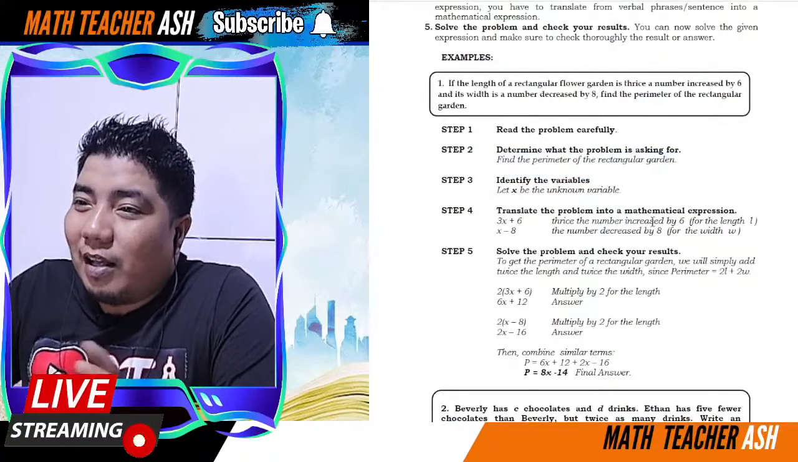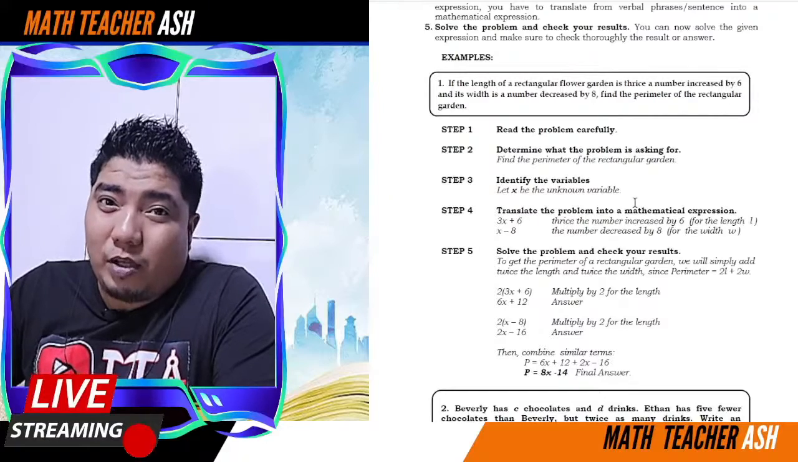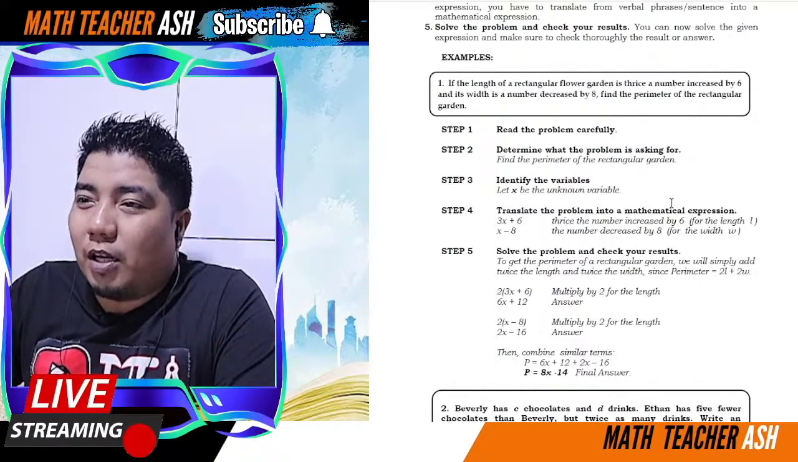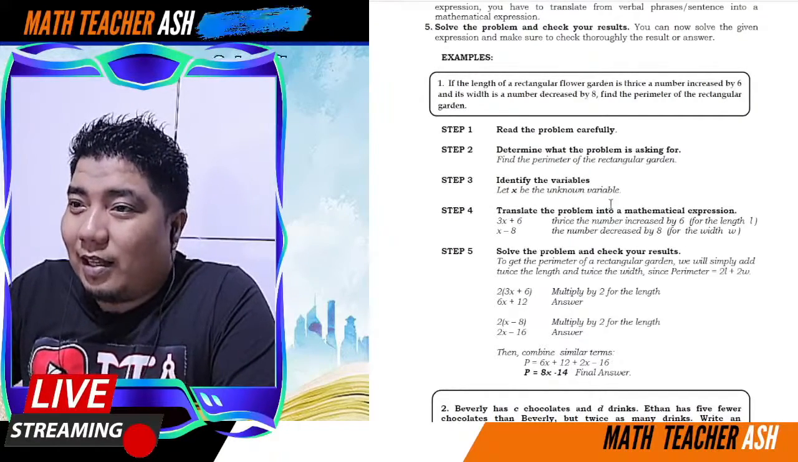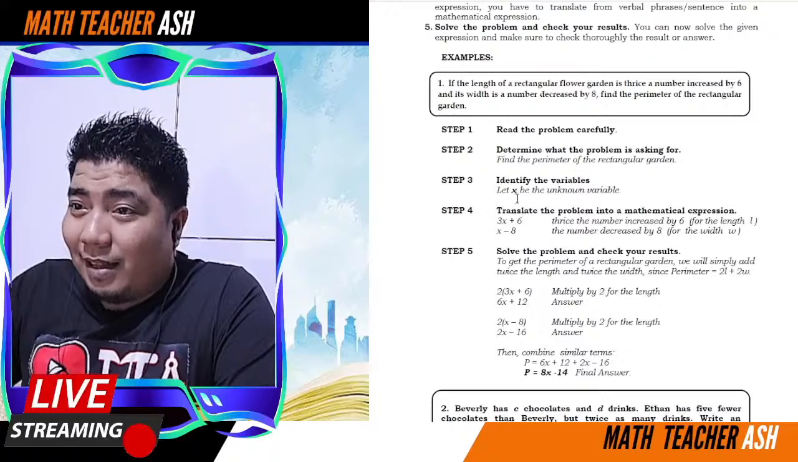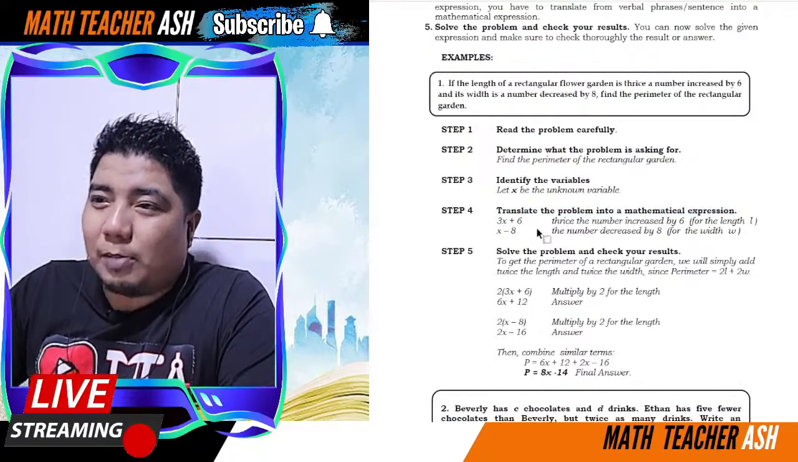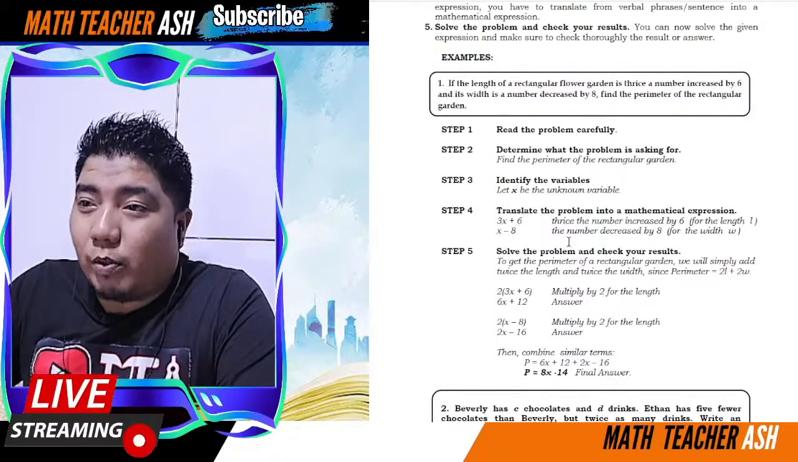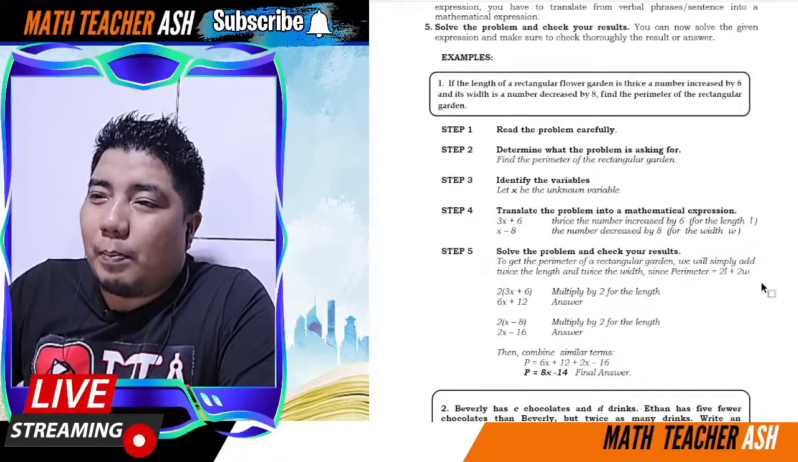Alright, that's clear. Let x be the unknown variable because we are talking about the number here. Then we have to translate that the length is thrice a number increased by 6. So, that is 3x plus 6. And the width is a number decreased by 8. So, that is x minus 8.